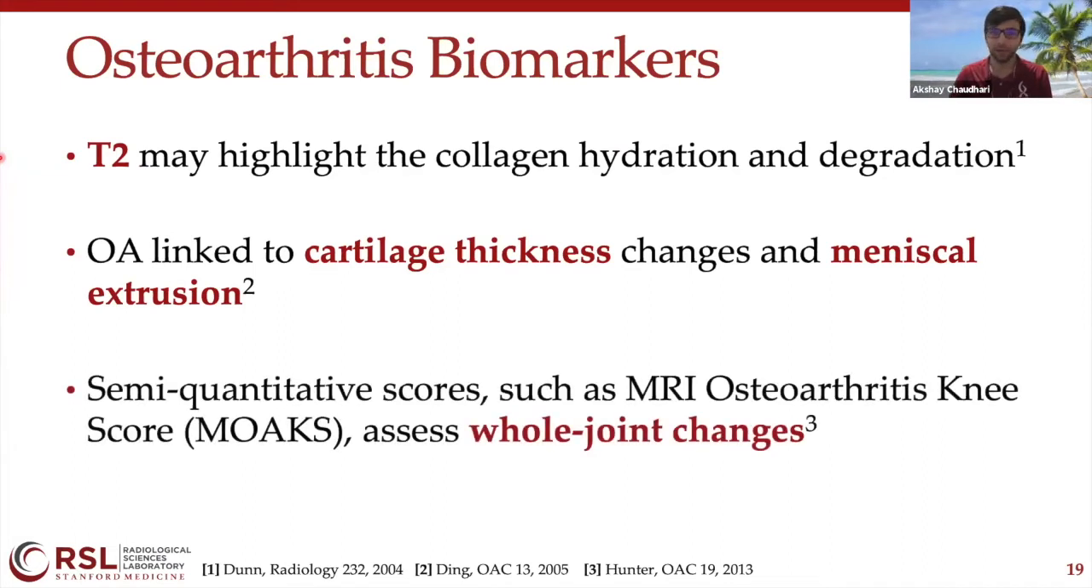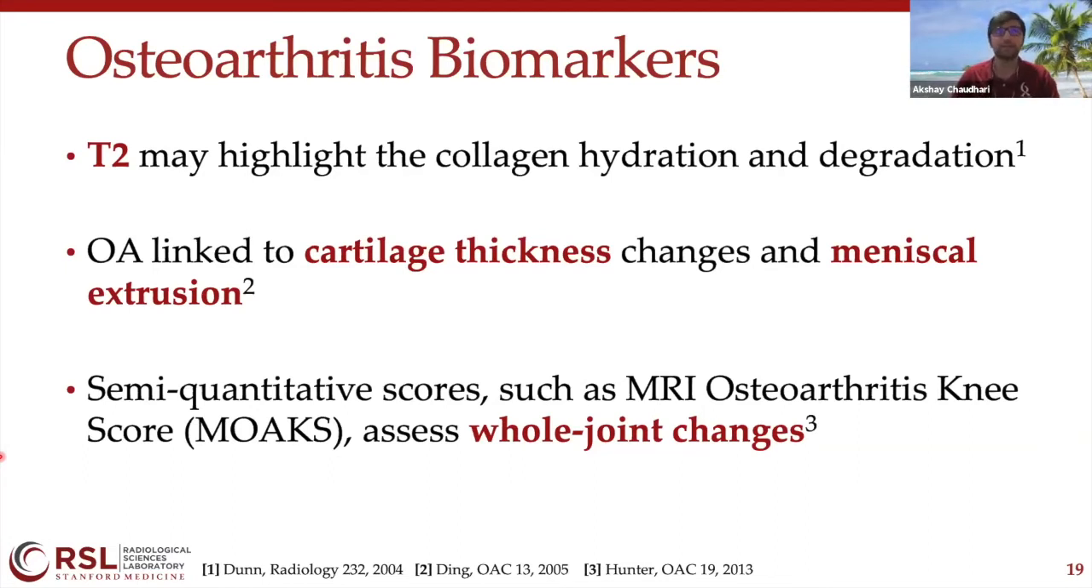And lastly, some other biomarkers that are used are these notions of semi-quantitative scoring mechanisms. One popular one is known as MOCs. Essentially what this entails is a radiologist will look through the whole joint and grade, on a 0 to 3 level, what is the pathological status of a particular tissue? Is it degenerated? Is it healthy? Is it somewhere in the middle? And if we can do this for all the tissues in the knee joint, it gives us a very qualitative understanding of how the whole joint is actually evolving over time.